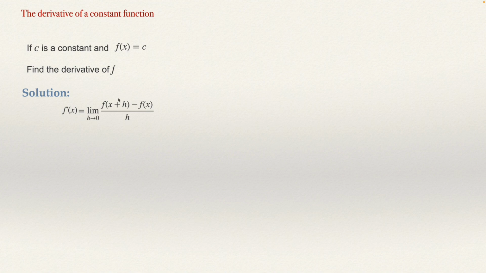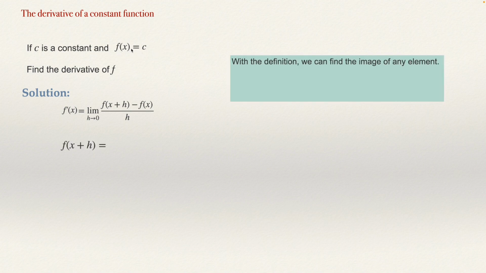So we know that first we need to compute the image of x plus h, because the function is f of x equals c. Then I can compute, for example, the image of 3. The image of 3 is going to be c, if we have this function. Or the image of t, it will be c. Or whatever, the image of a plus b will be c. So the function is telling me that the image of every element, it will be c. So the image of x plus h will be c. And here they say f of x is going to be c also.